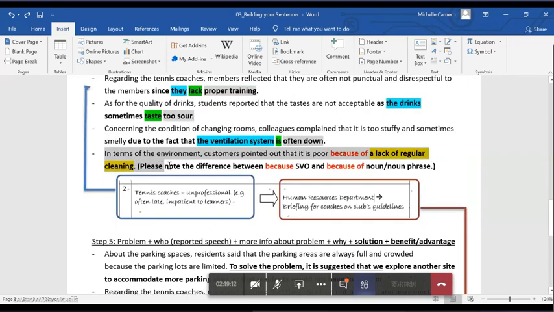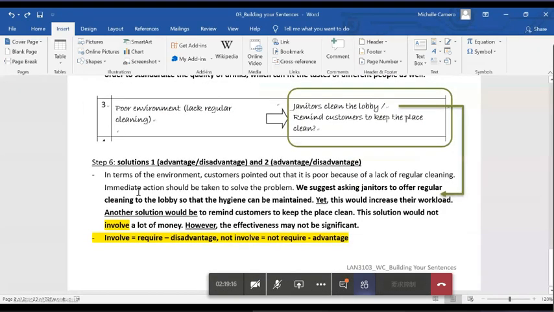In terms of the environment, we're talking about this sentence here. So we've included more information now. So it says, in terms of the environment, comma, customers pointed out that it is poor because of a lack of regular cleaning. Immediate action should be taken to solve the problem. We suggest asking janitors to offer regular cleaning to the lobby. That's the solution, so that the hygiene can be maintained. That's the advantage. Yet this would increase their workload. That's the disadvantage. Another solution would be to remind customers to keep the place clean.